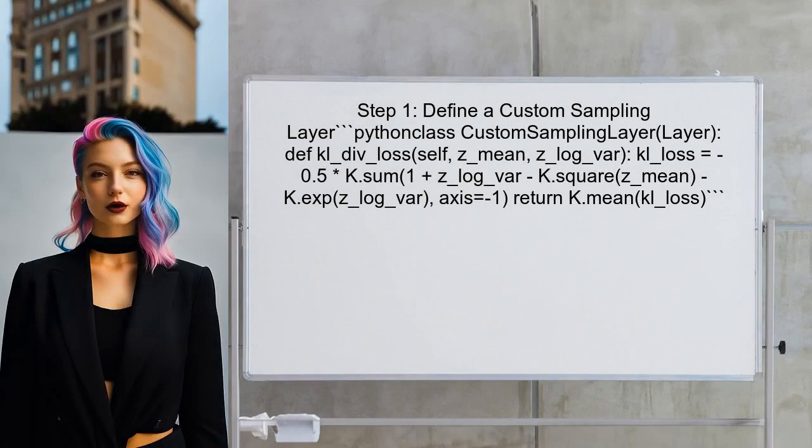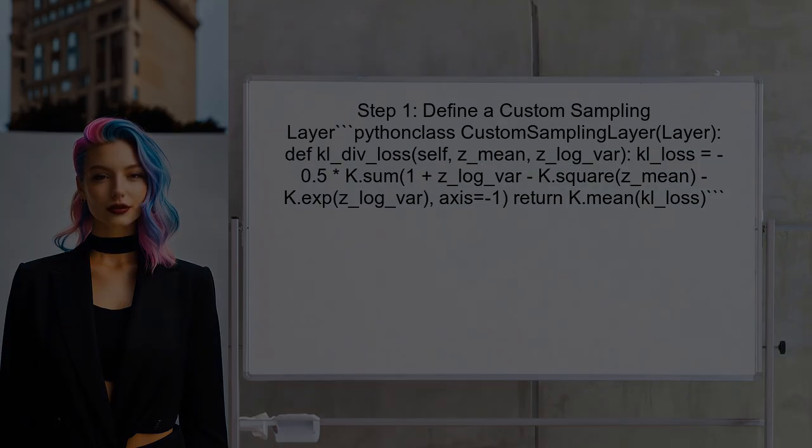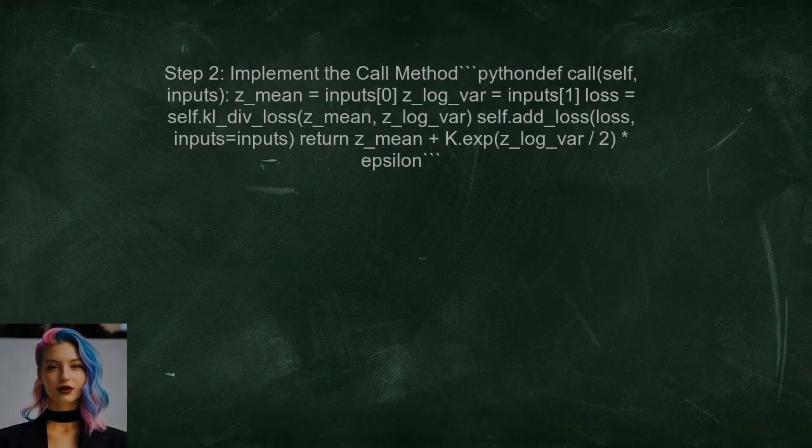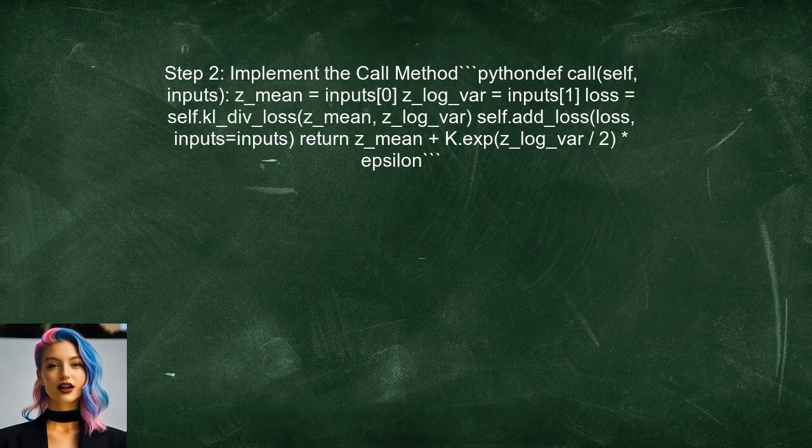To track multiple losses in Keras, the user should start by defining a custom sampling layer. This layer will compute the Kullback-Leibler divergence loss and add it to the model's losses. Next, the user should implement the call method in the custom sampling layer. This method will compute the KL loss and add it to the model's losses using the add_loss function.